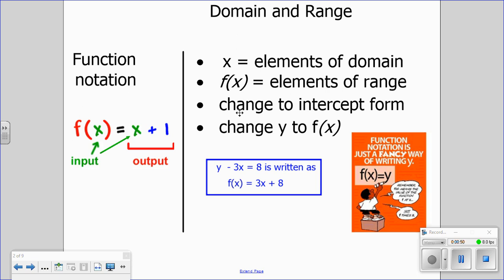The important thing to know here is that when we talk about function notation, it is in slope-intercept form. So if you're working with an equation that is not already in slope-intercept form, you're going to have to move it into that form. When you're moving things into slope-intercept form, remember that you need to change the y to this f of x. We call this f of x. This is that function notation.